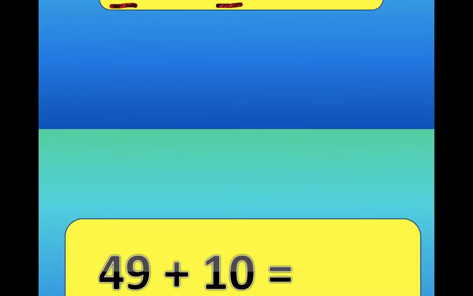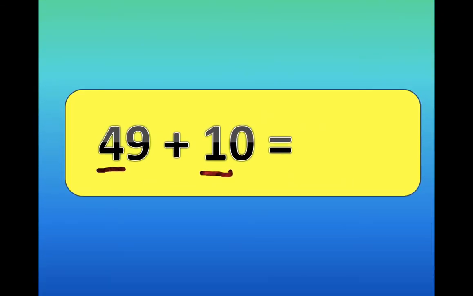Let's move to another sum. What is 49 plus 10? The same way, always remember the place value in your mind. Add ones to ones, tens to tens. Let's get started. What is 9 plus 0? 9 plus 0 is 9. And what is 4 plus 1? 5. So now you got the answer. What is 49 plus 10? Excellent. There you are. 59.